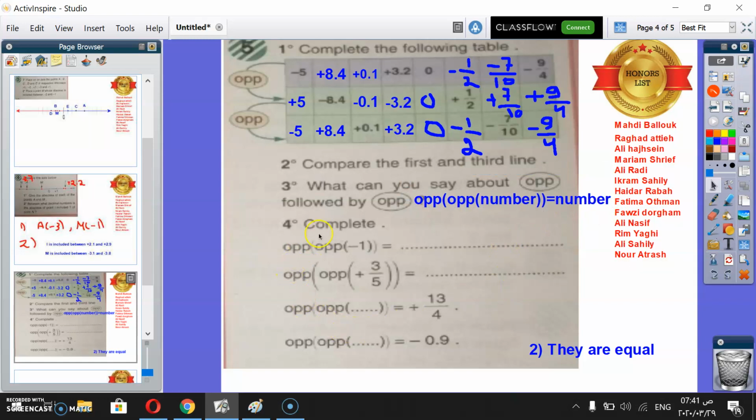Okay. Part 4. Complete. So here we have two opposites, so they cancel each other. I will have only minus 1. When we have two opposites, they cancel each other. So equal to plus 3 over 5. Opposites, they cancel each other. Plus 13, so I will write here plus 13 over 4. And two opposites, they cancel each other. So minus 0.9.